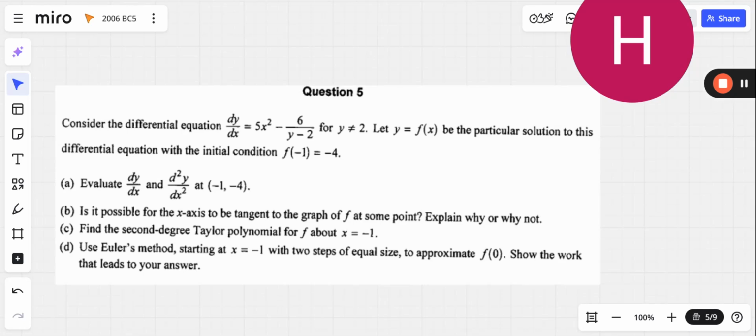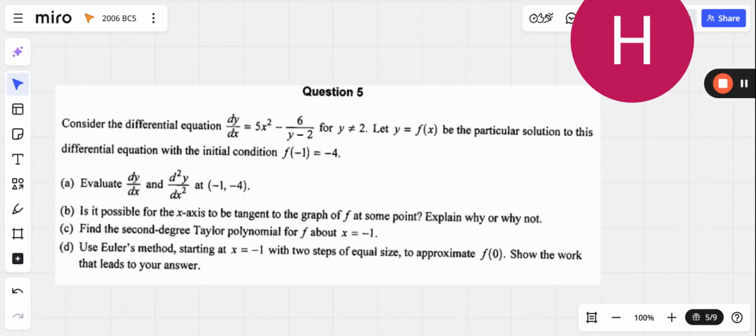And today we have a problem from the 2006 AP Calculus BC exam, which is still admittedly about 20 years ago now. Kind of crazy. Some of y'all weren't even born yet, which is even crazier.